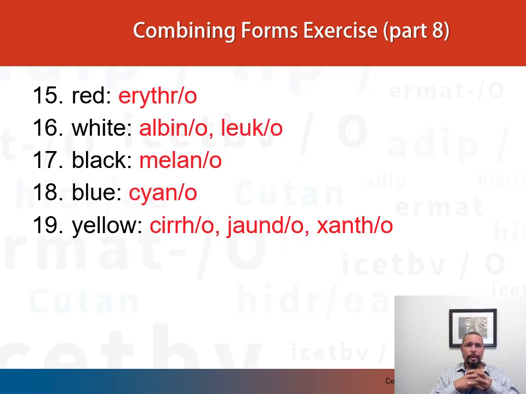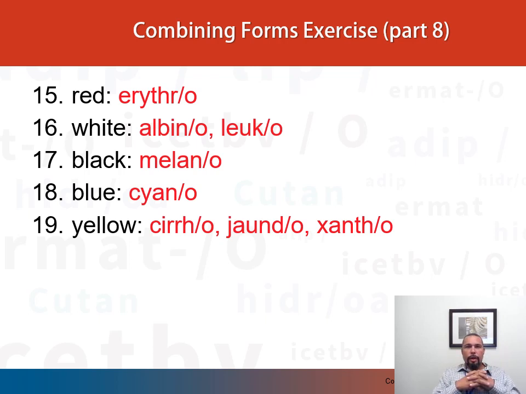We got red, erythro; white, albino or leuco, so your white blood cells, leukocytes, and red blood cells, erythrocytes. Black would be melano. Okay, blue, cyano, and then yellow would be jaundo. So let's think about it, right?